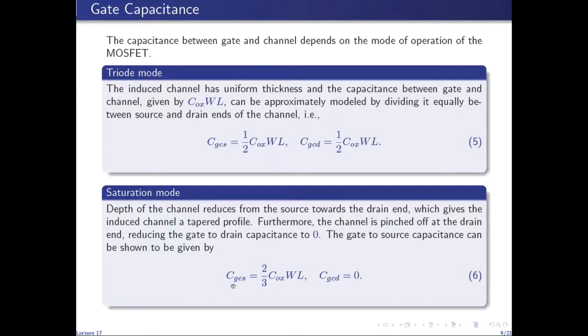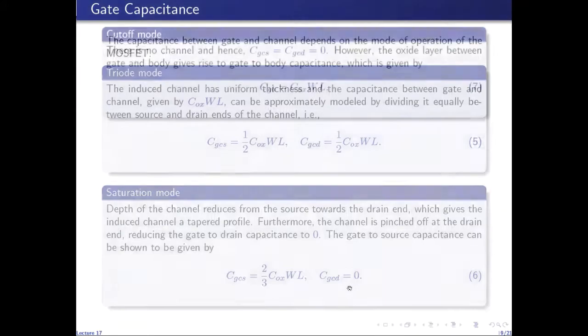That is, it is modeled as the capacitance between gate and source due to channel. And in this case, it is given by 2/3 times Cox times W times L. And like I said, the other component between gate and drain is 0 in this case.